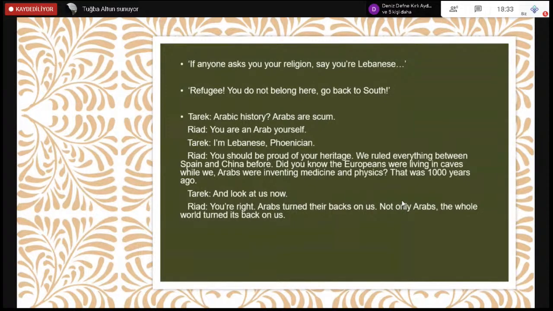Also Tariq and Riyad, when they talk among themselves, Tariq showed hatred towards Arabs, and his father said that you are an Arab yourself. And Tariq said, I am Lebanese, Phoenician. His father was actually proud of their Arabic culture, but he said that it was a long time ago. But we can see here that Tariq doesn't consider himself an Arab. He wanted to be called and believes that he is Lebanese and Phoenician.